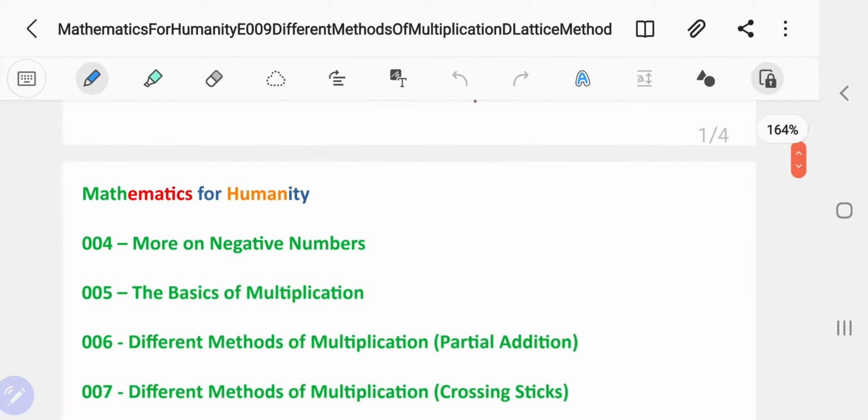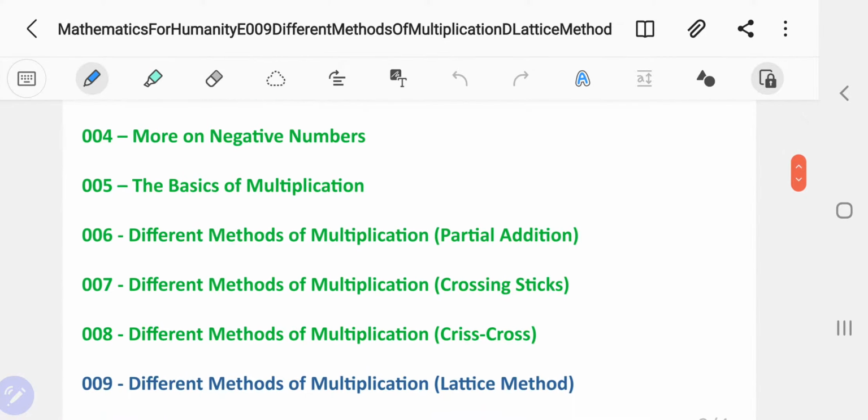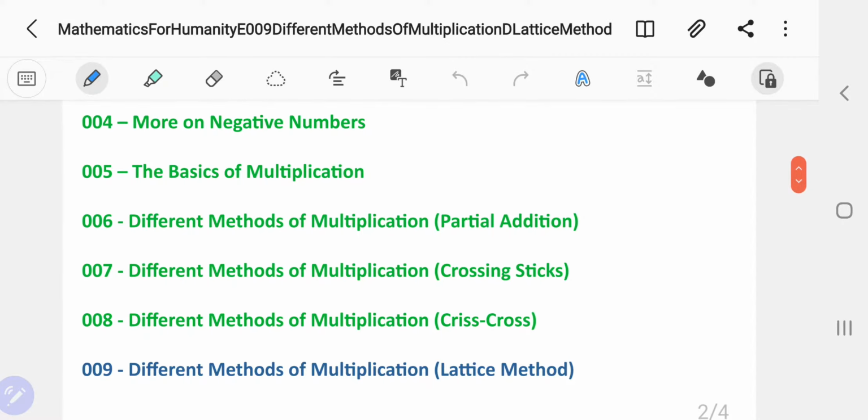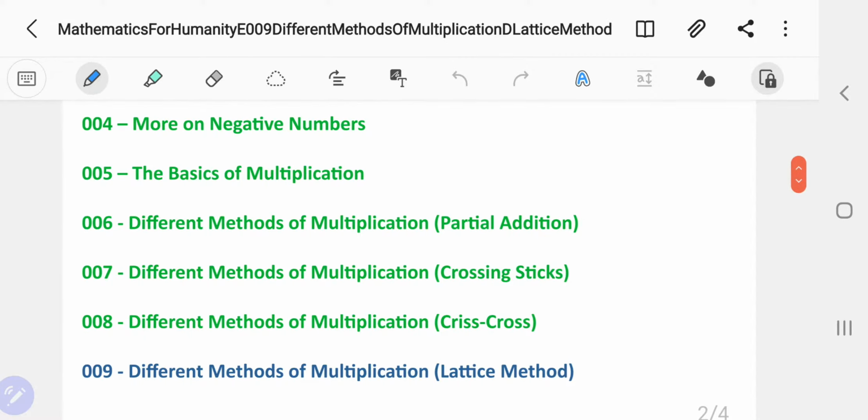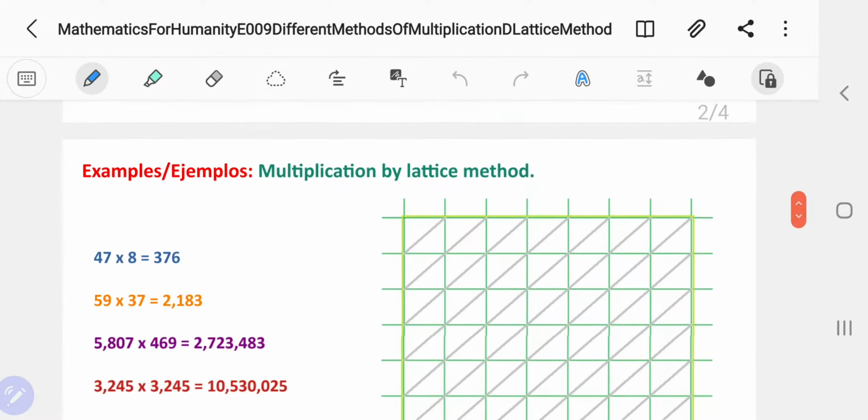We have also done videos of basic mathematics, and we have done negative numbers. We have done also basics of multiplication, and before this method we have three methods discussed in different videos. The first one we had was partial addition, and then we had crossing sticks, and then we had the crisscross method, and now we have the lattice method. So we proceed immediately to the method.